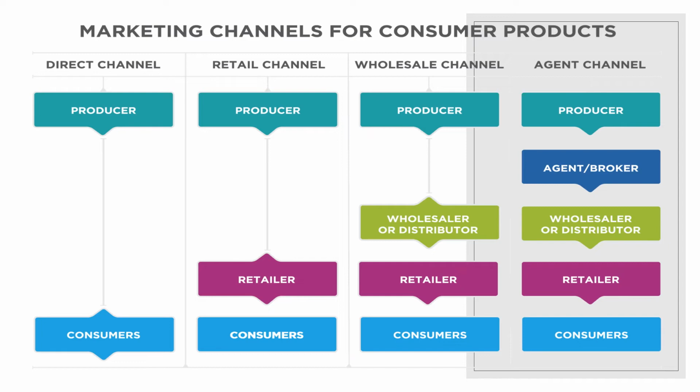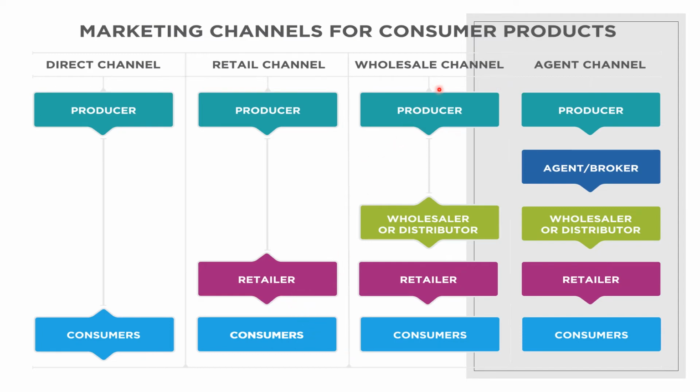Here is the retail channel, the second one. The producer will sell to big retailers and those big retailers will sell to consumers. Big retailers here refer to Big Bazaar, More, Spencer's, D-Mart, and such other retailers who operate on a big or large scale. So producers sell their goods to big retailers who sell them to consumers.